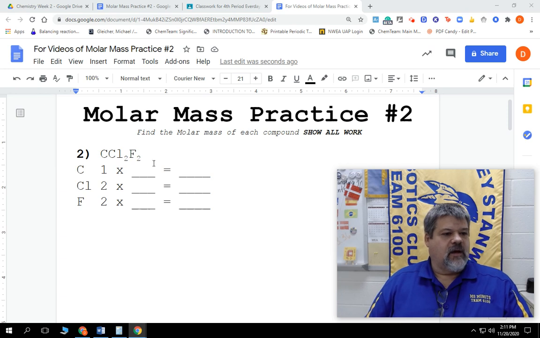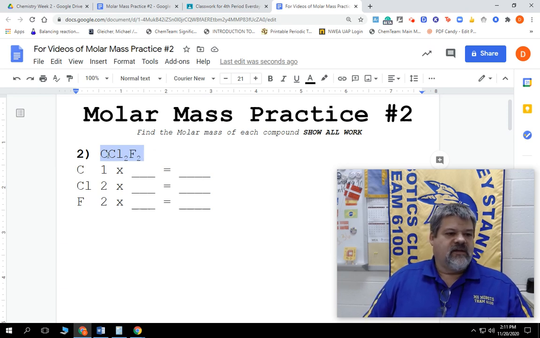Now, as always, we've been trying to do the nomenclature for these right here. We're not going to worry about the nomenclature on this one, because it doesn't fit the boundaries of what we normally would do as far as something that is binary, type 1 or 2, polyatomic, type 3, or an acid. So it's a little bit different, but it is a compound that has carbon, chlorine, and fluorine in it. So what I already have set up here is how many we have of each one.